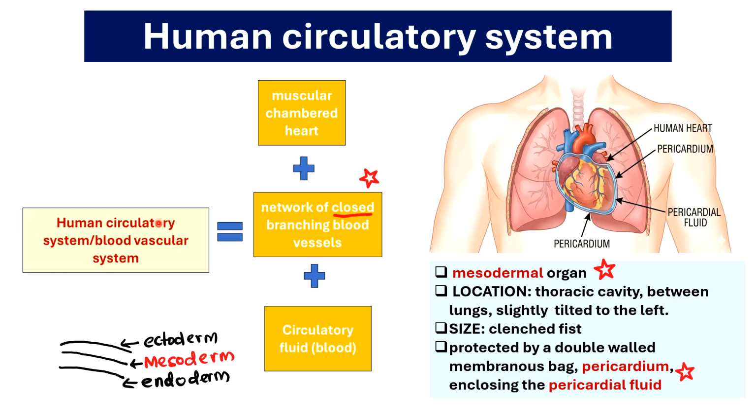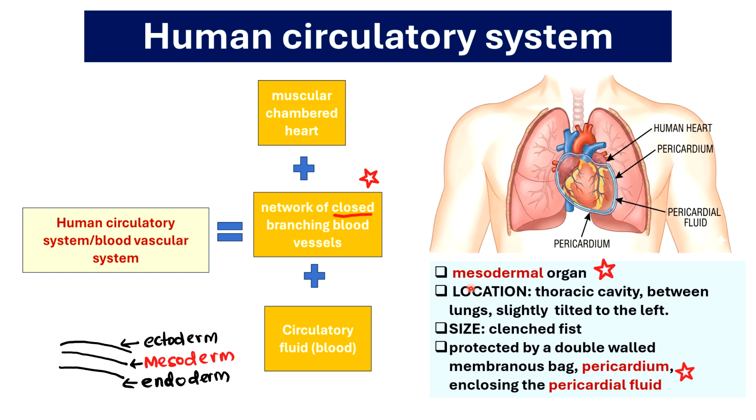The human circulatory system, or the blood vascular system, has three main components: the muscular chambered heart, the network of closed branching blood vessels, and the circulatory fluid, that is the blood. When I say closed blood vessels, what does it mean? It means that the circulating fluid, the blood, is present only in the vessels. It does not bathe the organs directly.